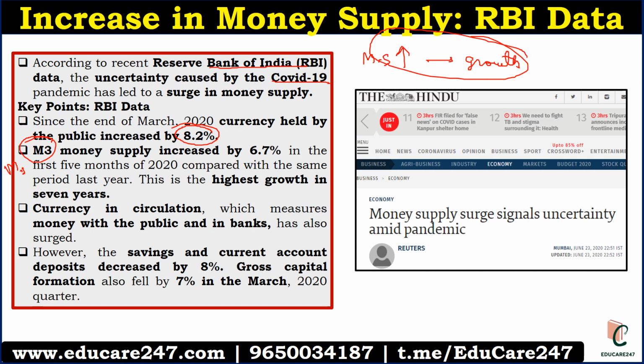Currency in circulation, which measures money with public and in banks, has also increased. However, savings and current account deposits decreased by 8%. Gross capital formation also fell by 7% in the March 2020 quarter. So basically, people have a difficult time meeting their basic needs. That's why they are taking their deposits from the bank and circulating them in the market, and saving is decreasing.